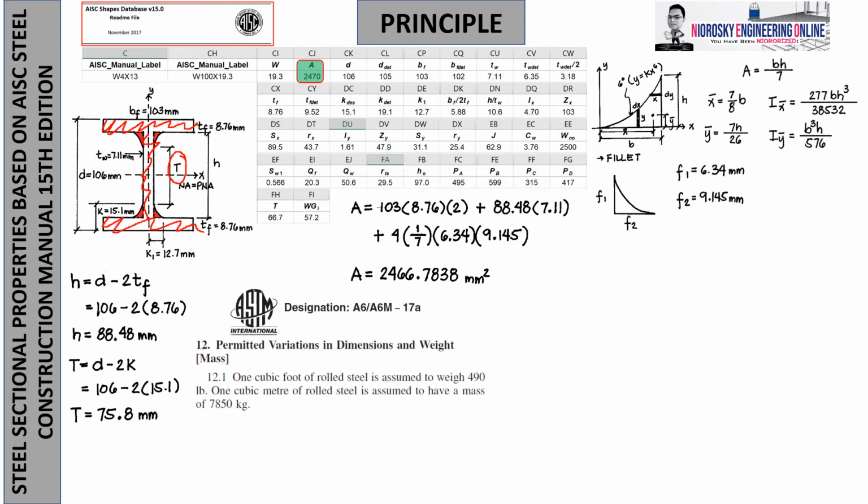Tingnan natin para makompute natin yung beam weight. So, linear weight. As in accordance to ASTM designation A6, A6M-17A. So, under section code 12, permitted variations in dimension and weight, mass 1 cubic foot of rolls is assumed to be 490 pounds. So, ibig sabihin, ang density na gusto nyo ipagamit sa atin for the steel is around 490 pound per cubic foot. But in English, sabi dyan, we need to use 7,850 kilogram per cubic meter. Sabihin, pag metric, ito gagamitin natin.